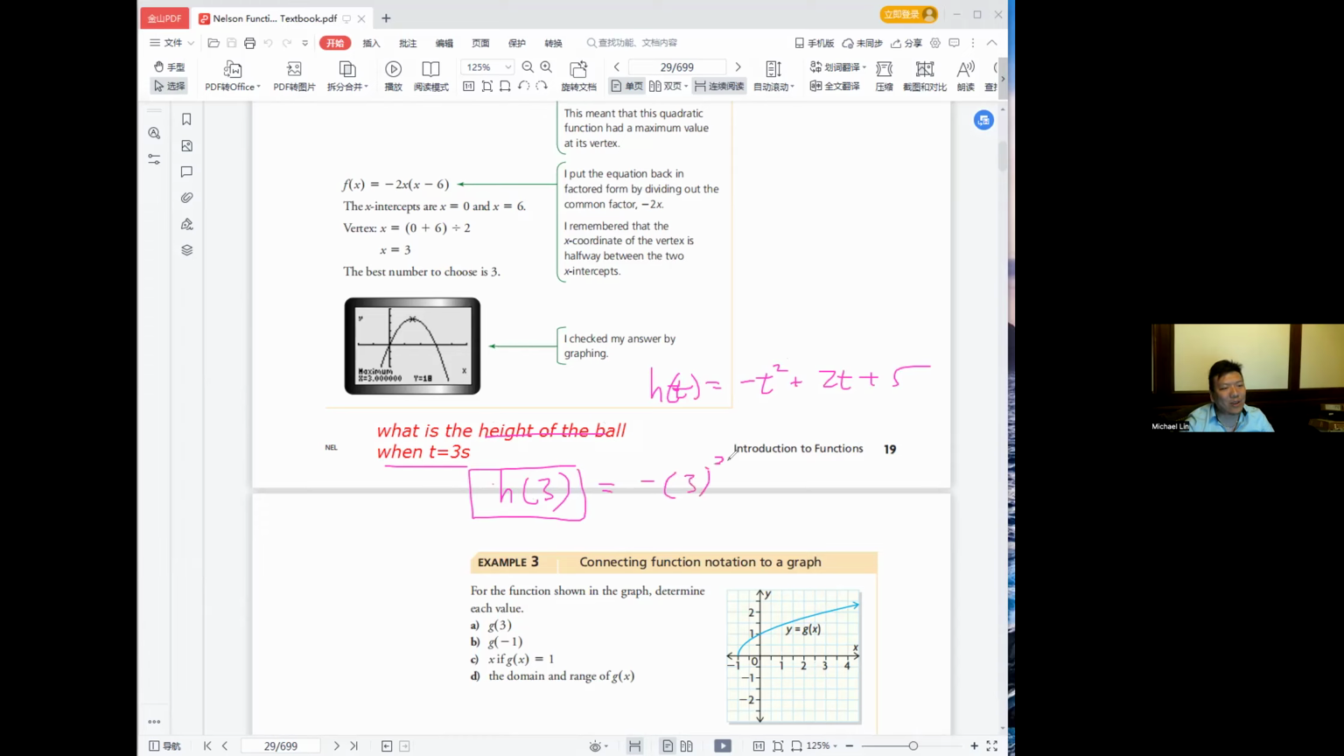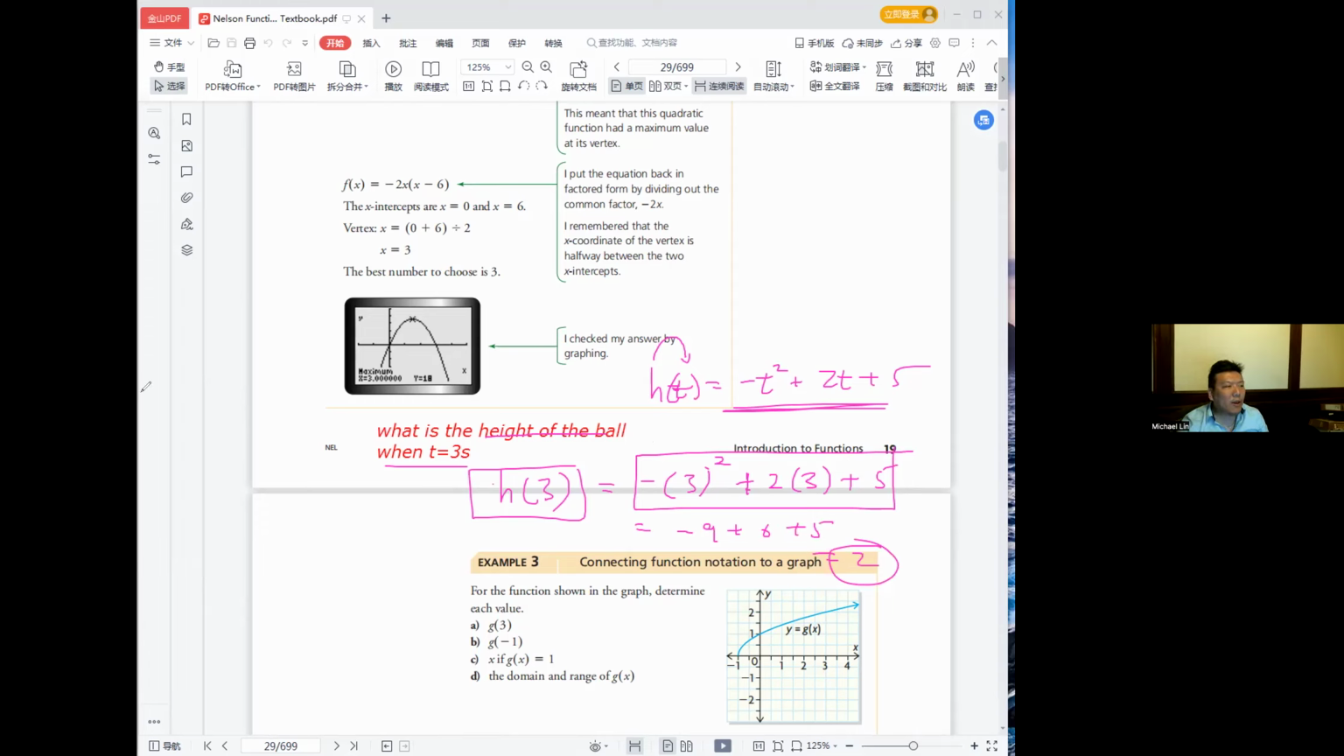Let's substitute 3 into the t, because remember h at t is equal to this equation. So h at 3 must be, wherever I see t, I have to replace it with a 3. And then we can solve for this. So it's negative 9 plus 6 plus 5, so the answer is 2. So it turns out at 3 seconds, my height of the ball is 2 meters in the air.